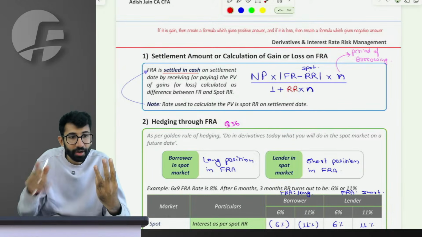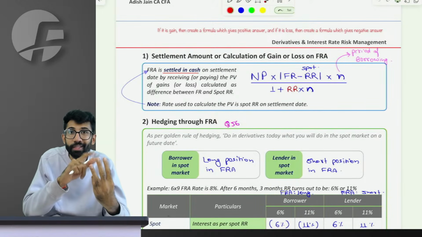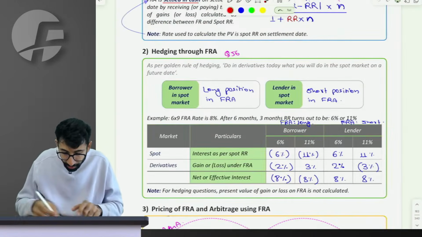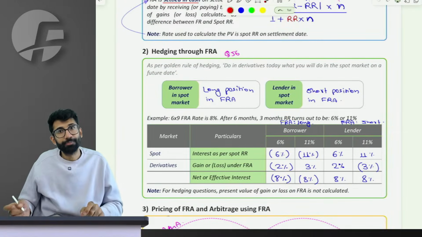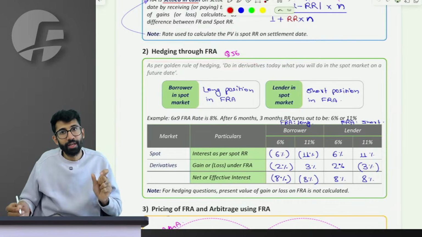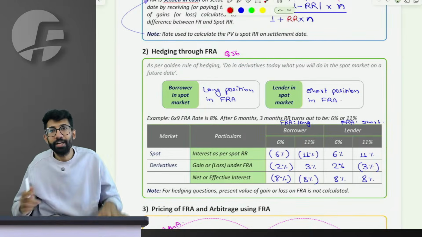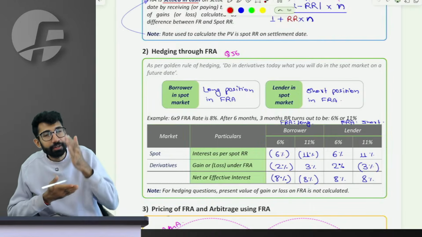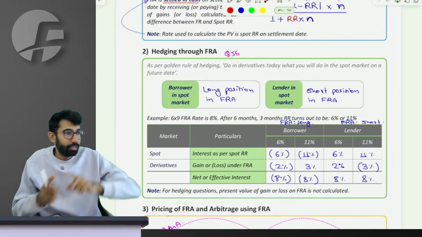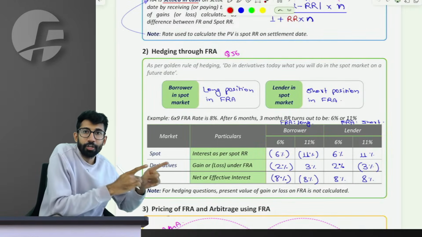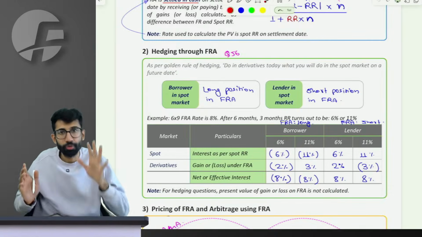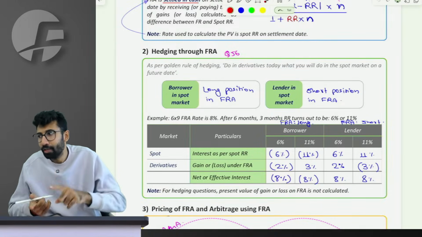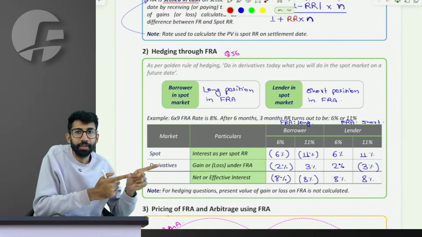In all other contracts, we have only hedging to be learned. Speculation is not there at all. Perfect. Sorry, in FRA, we will first learn hedging. The golden rule, do you remember I taught you in derivatives? The golden rule says, if you want to hedge, do in derivatives the same thing that you will do in the spot market on a later date. In order to hedge, do the same thing in the derivative that you will do in the spot market on a later date.